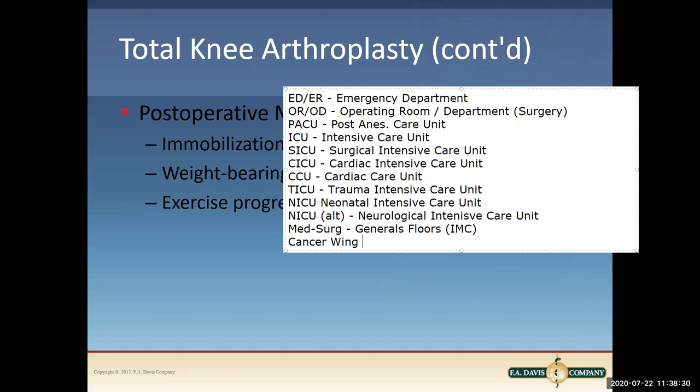And then I forgot one that you may have as well. PICU. Does anyone know what PICU is? PICU is the one that I love going to. It could be pediatrics, yeah. But a lot of times, hospitals may call it the psychological intensive care unit.